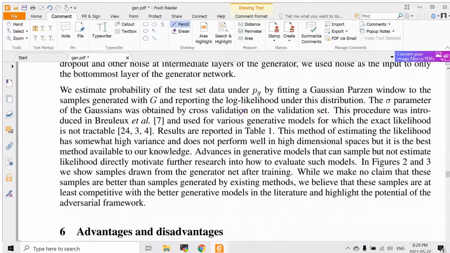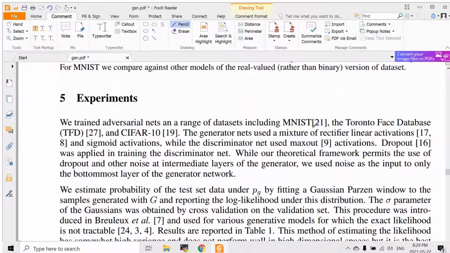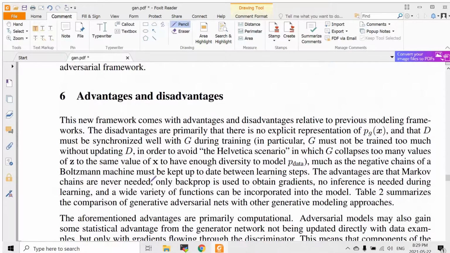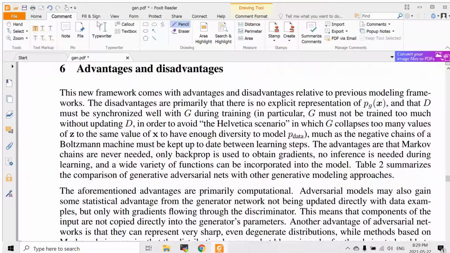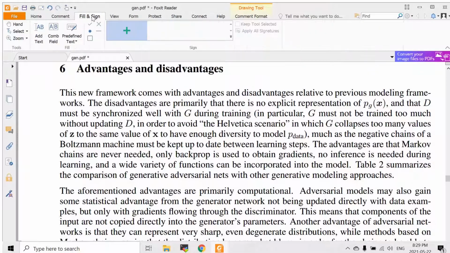What else? Okay, so they've experimented with MNIST. They have used the Toronto Face database as well and CIFAR, and they have some results. They have some advantages and disadvantages as well. Let's read through them.